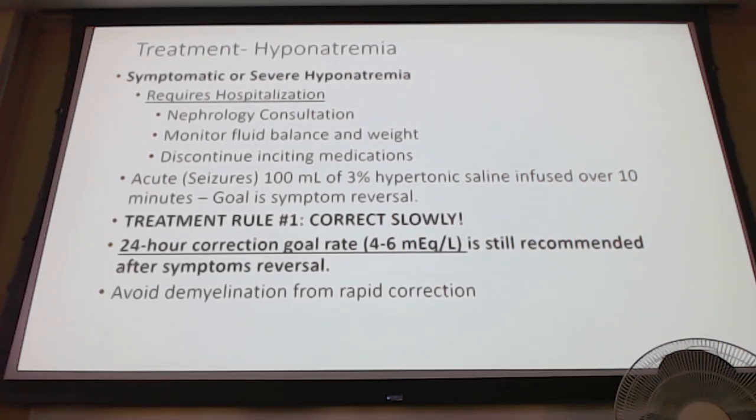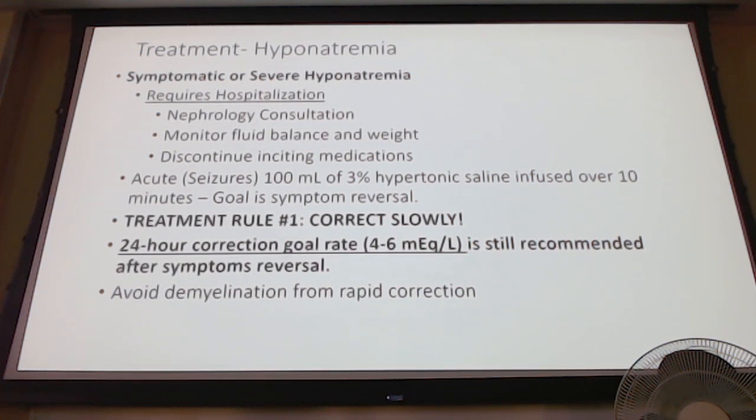If they have an acute seizure, okay, they are in the ER, they are acutely seizing, we can give 100 milliliters of 3% hypertonic saline to try to raise that sodium up just enough without giving them a bunch of fluid, right, because they're already too high in fluid. We can do that over 10 minutes until we stop the seizure, okay? But the main goal is to correct it slowly, okay? We only do the bolus over 10 minutes if they are acutely seizing from a low sodium, okay?